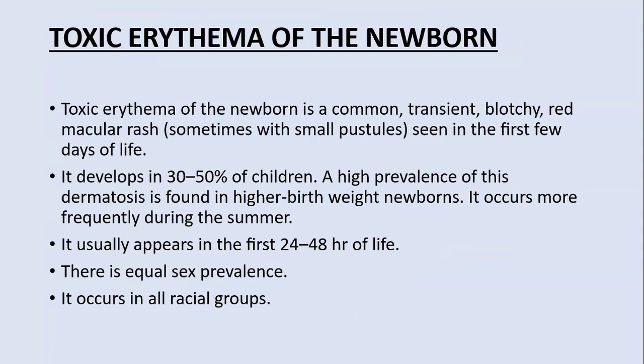Toxic erythema of newborn. The toxic erythema of newborn is a common, transient, blotchy, red macular rash, sometimes with small pustules, seen in first few days of life. It develops in 30 to 50% of children. A high prevalence of this dermatosis is found in higher birth weight newborns. It occurs more frequently during the summer months.